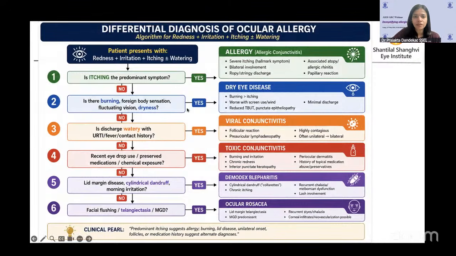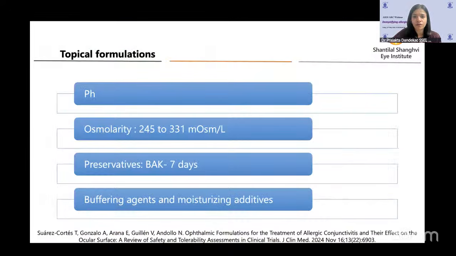This chart is actually the differential diagnosis of allergic conjunctivitis, which has already been discussed by Dr. Lal in the previous talk, so I'll skip this. Now there are other topical formulations which differ in pH and osmolarity. If they differ in pH, they might get deposited on the cornea. With osmolarity, it is how the patient feels. The osmolarity should be near that of the tear film, and if it is more osmolar, the patient finds it irritating.